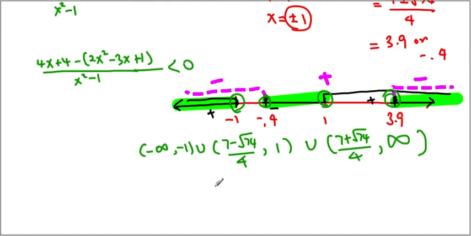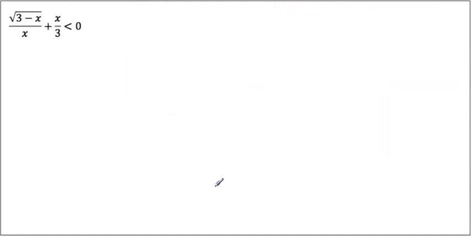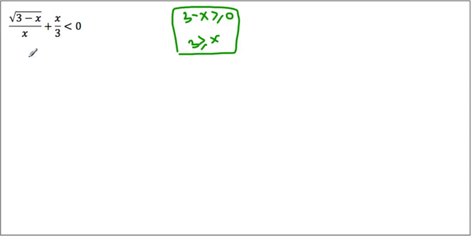Alright, let's move on to the next question. Here, you will realize that even before we begin, 3 minus x has to be always greater than or equal to 0. In other words, x has to be less than or equal to 3. That's the domain that will satisfy the radical. So have that in our minds. So x has to be less than or equal to 3. So let's look at the rest of them and see what happens.